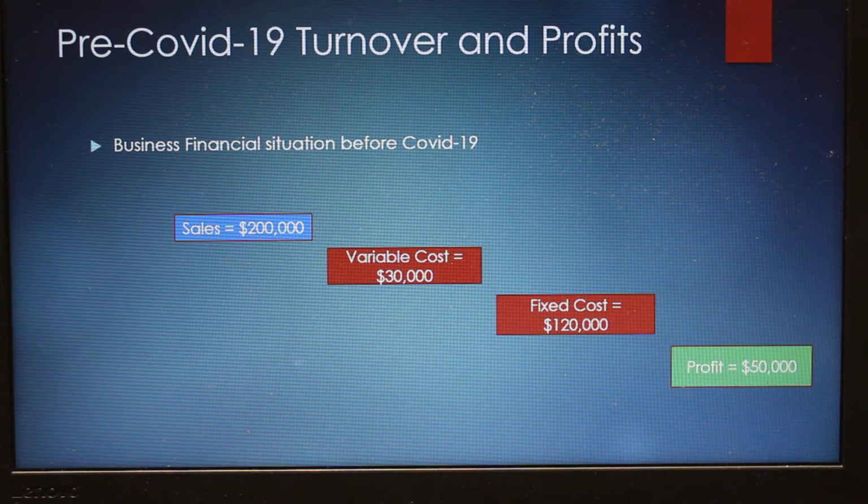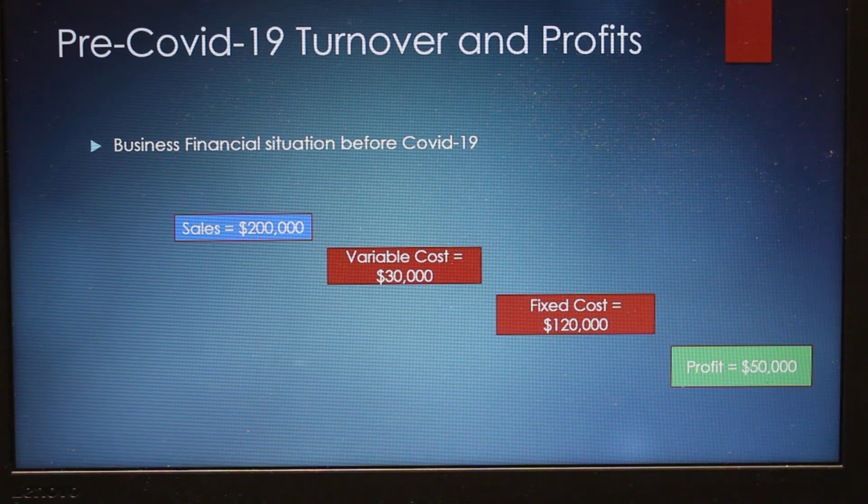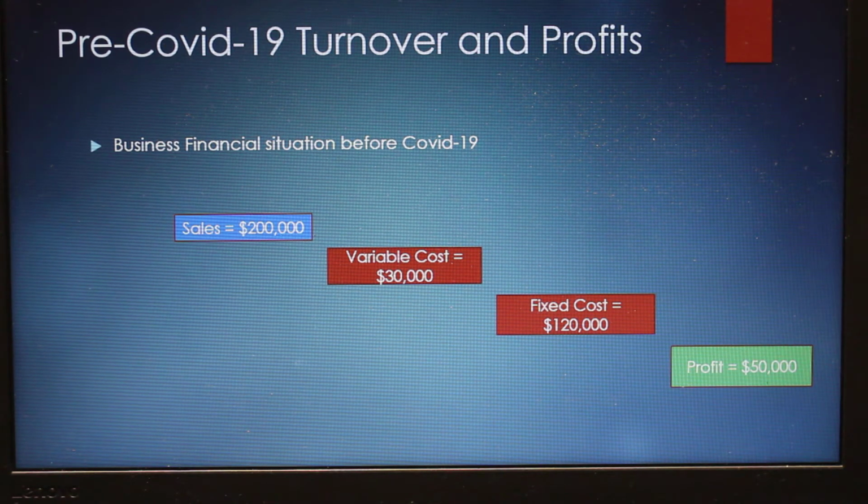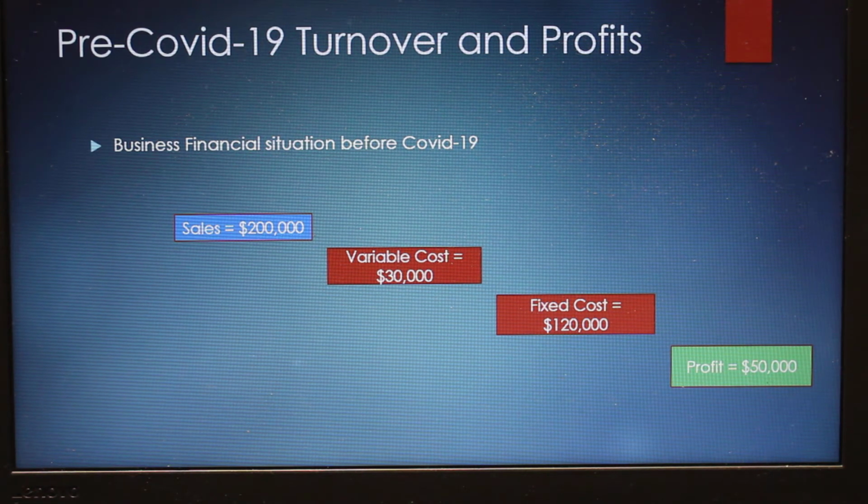Now the sales here, we will consider it to be 200,000. And this would be 200,000 per month. So each month, sales level generally before COVID-19 will be 200,000. Now we have variable costs of 30,000 and fixed costs of 120,000. It gives us profit of 50,000.